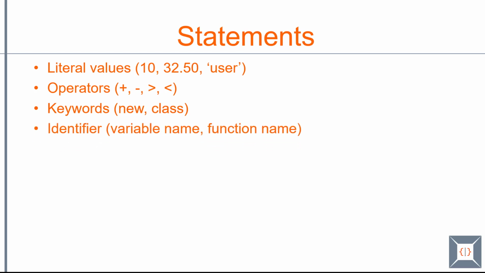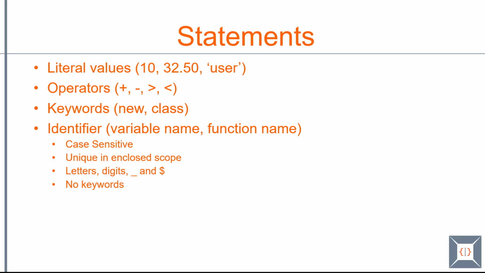A statement can have one or more identifiers as well. This includes things like variable names and function names. Identifiers are case sensitive and should be unique in the enclosed scope. They can contain letters, digits, underscore, and dollar symbol. You can't use keywords as an identifier.